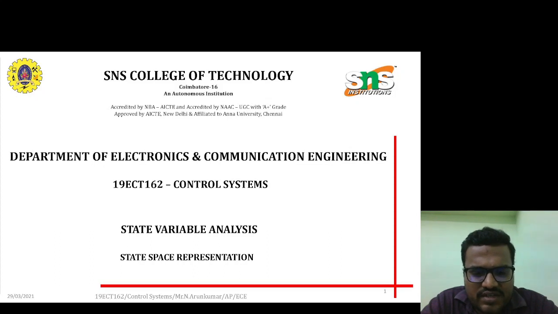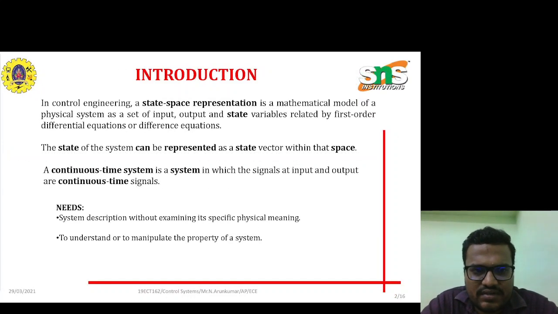In state space representation, all the variables are assigned x or y values. Based on the x or y values, we have to frame one matrix, and from the matrix we have to identify how many variables are present and how the values are denoted. So let's see how the values are assigned and framed by using the state variable analysis.